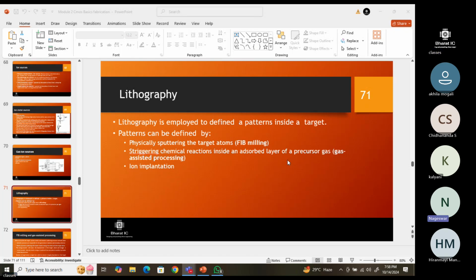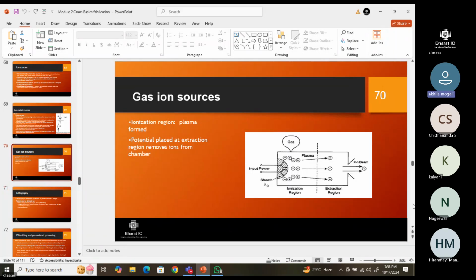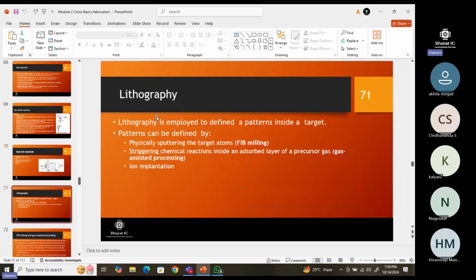After you asked whether the gas ion process is clear, sir, we didn't hear. The explanation of the gas ion process was clear, sir. Okay, so from lithography you were unable to hear, right? Yes, sir. Lithography, you guys already know. What happened just now? One second.